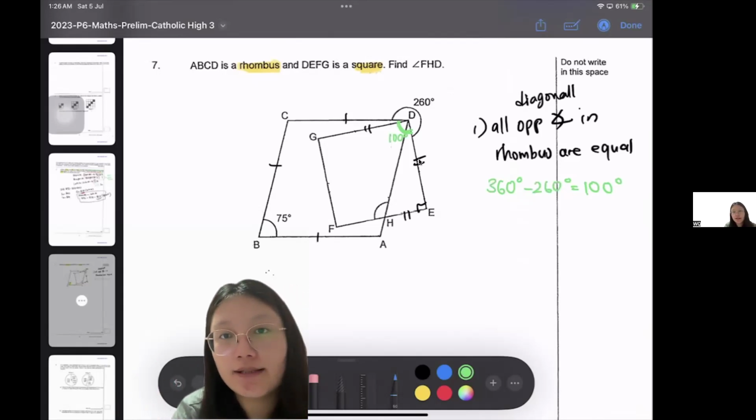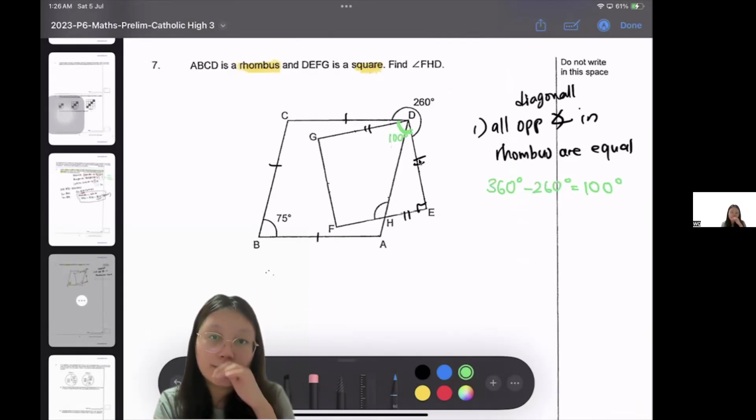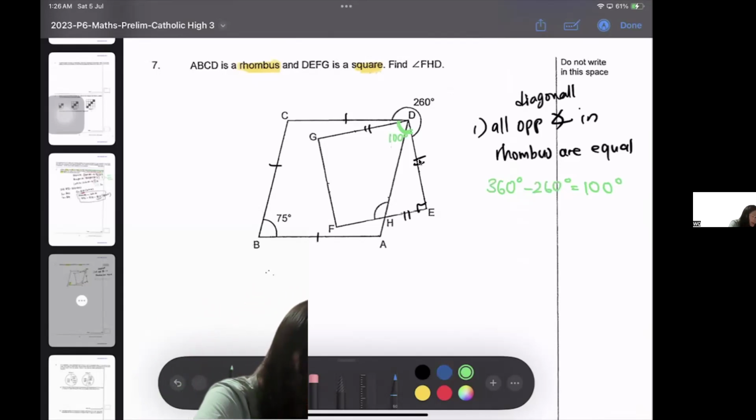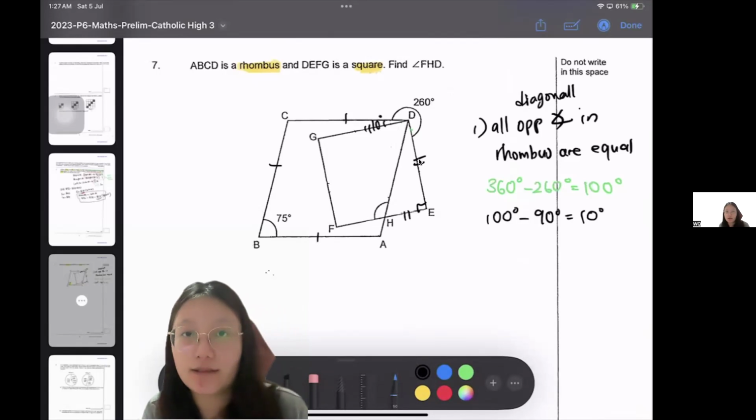Okay, next, if you realize that one is 100 degrees, you can actually use the right angle inside of the square to minus off the right angle. So let's do that. What we can do is we take 100 degrees, minus away the right angle, which is 90 degrees, gives you 10 degrees. Where is your 10 degrees? Your 10 degrees is over here. You see I draw and write 10 degrees. 10 degrees is a really tiny angle at the side.